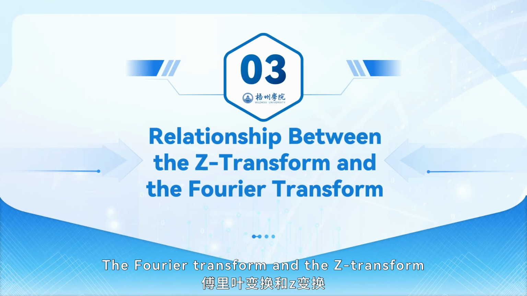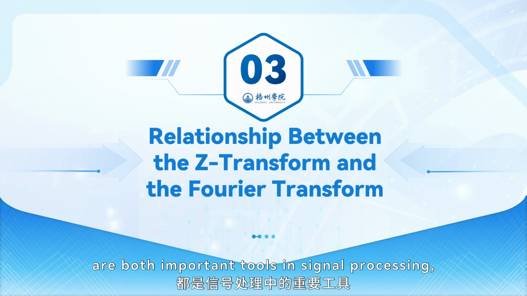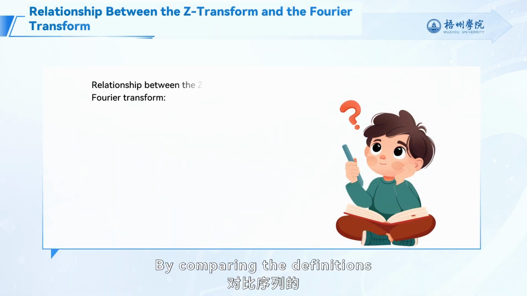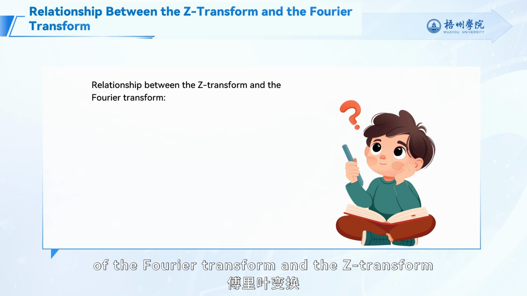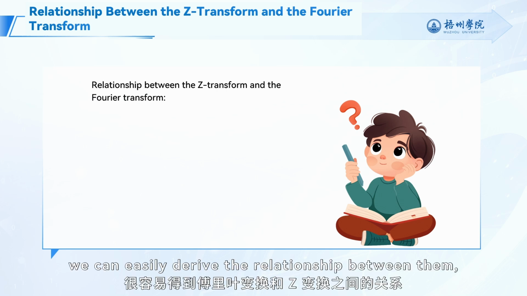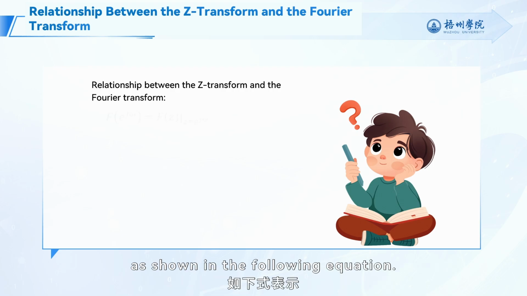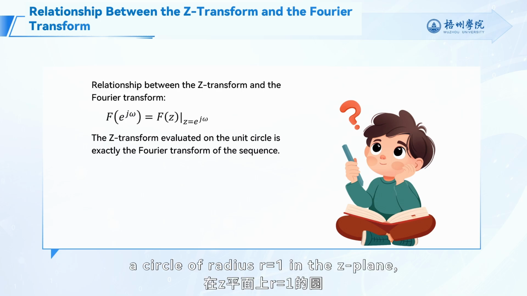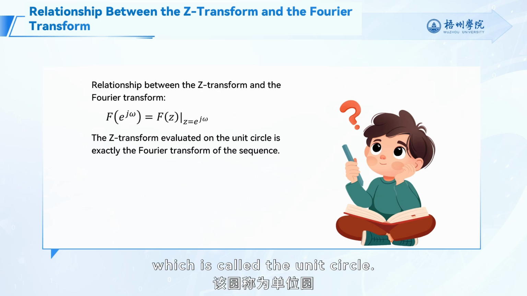The Fourier transform and the Z-transform are both important tools in signal processing, and there is a close relationship between them. By comparing the definitions of the Fourier transform and the Z-transform for a sequence, we can easily derive the relationship between them, as shown in the following equation. Here, z equals e to the power of j omega represents a circle of radius r equals 1 in the Z-plane, which is called the unit circle.